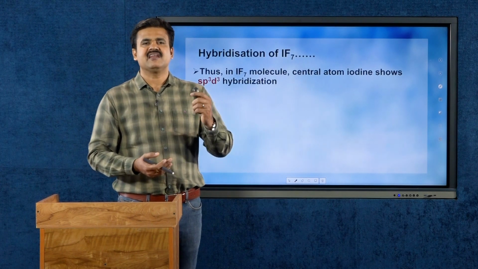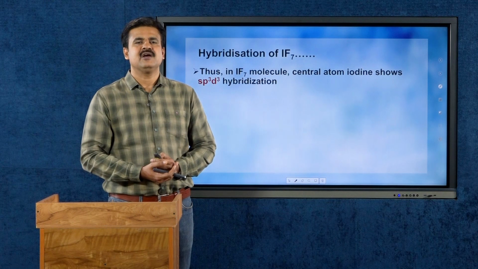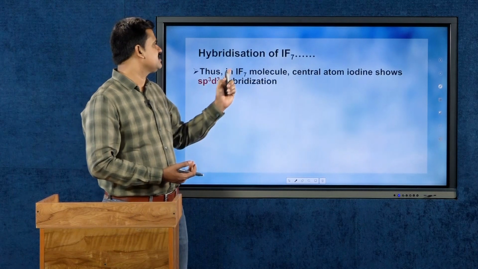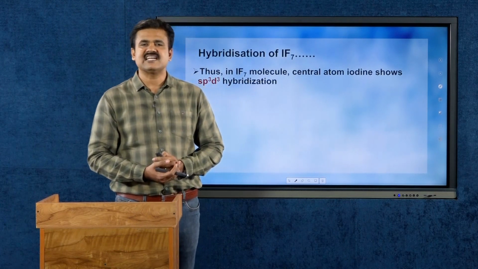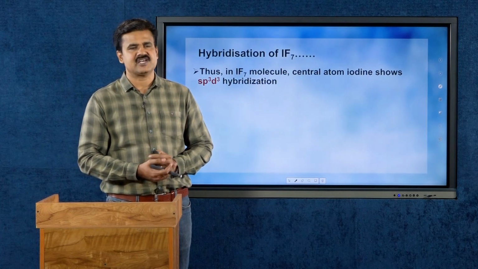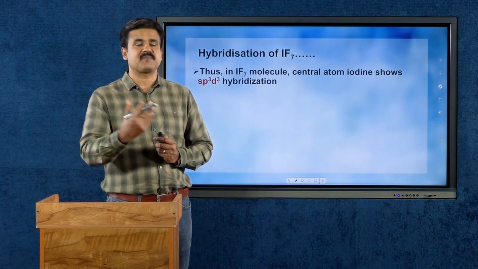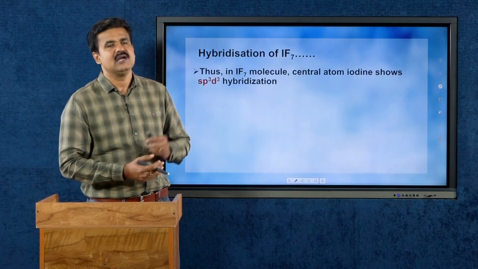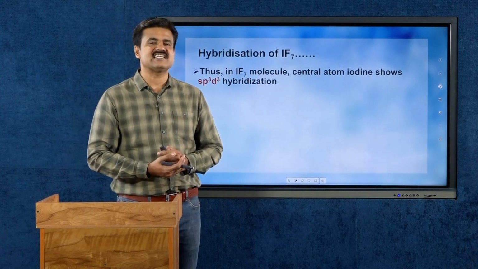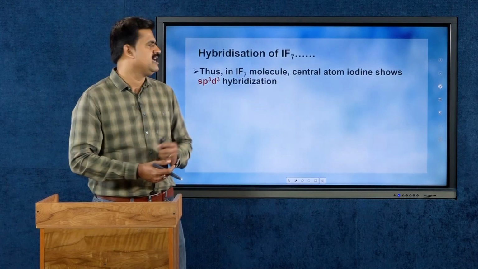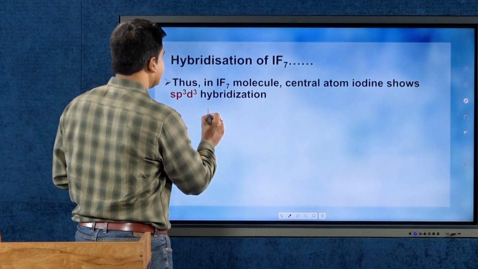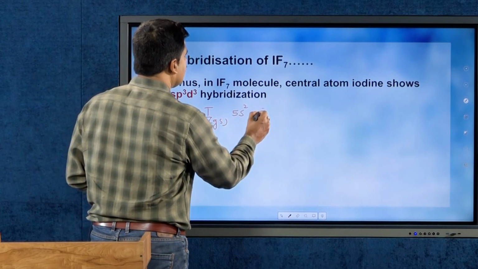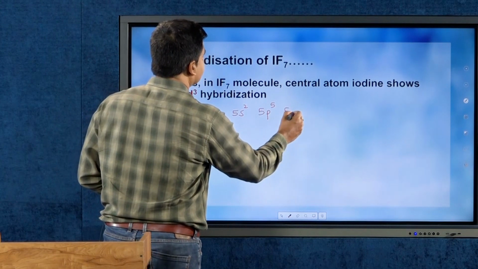Now we can illustrate the hybridization by looking at the electronic structure of the central atom iodine. Thus we have arrived at the conclusion that in the IF7 molecule, the central atom iodine shows sp3d3 hybridization. Now the question arises, how can we explain the sp3d3 hybridization of the central atom iodine in iodine heptafluoride? For this, I am taking the ground state and excited state electronic configurations of the central atom iodine. It should be noted that the central atom iodine has an outer electronic configuration in the ground state of 5s2, 5p5 and 5d0.